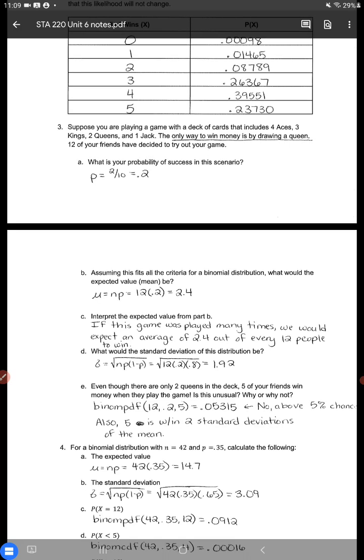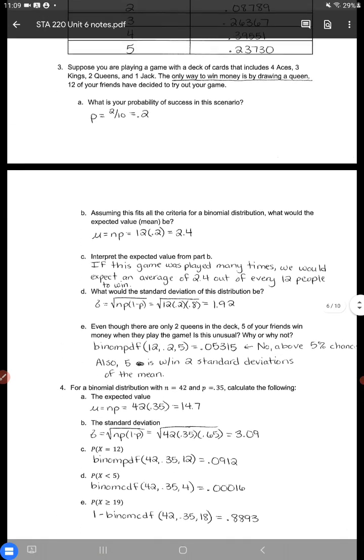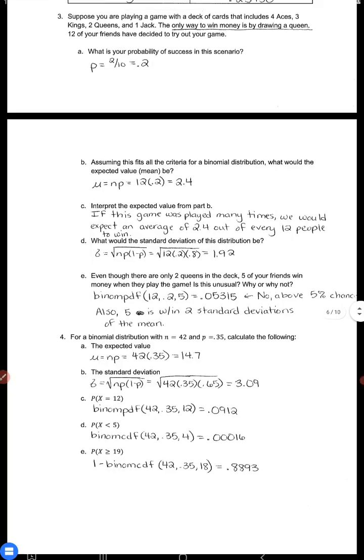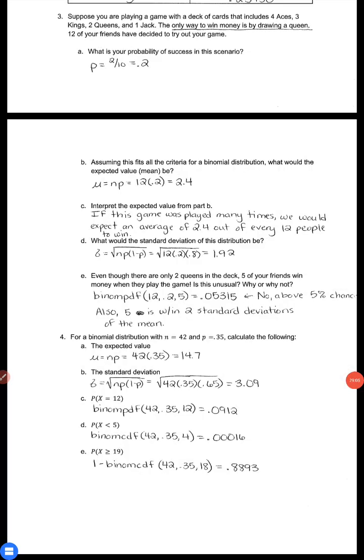Okay, so let's look at an example where they ask you something different about a binomial probability model. So suppose you are playing a game with a deck of cards that includes 4 aces, 3 kings, 2 queens, and 1 jack, and the only way to win money is by drawing a queen. That right there is what makes this binomial, right?